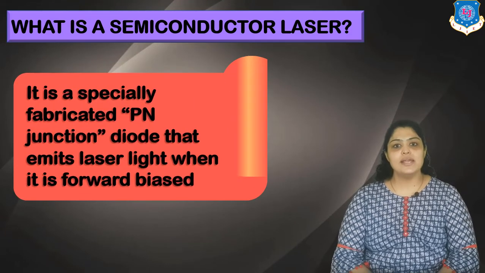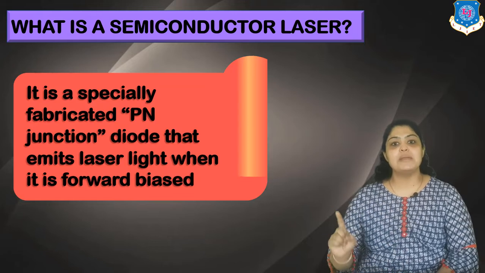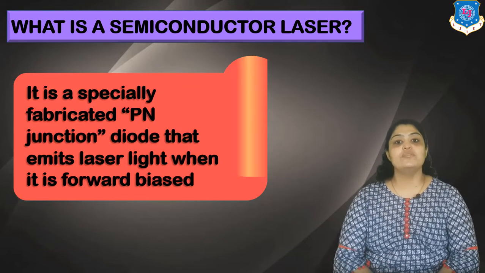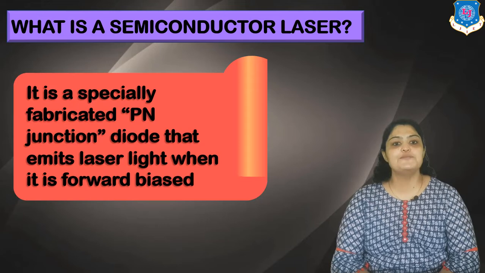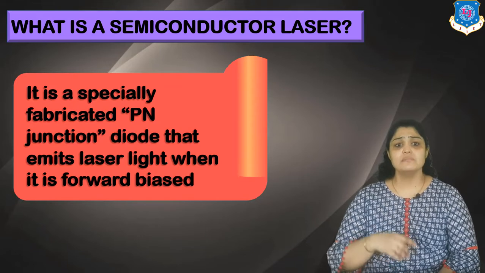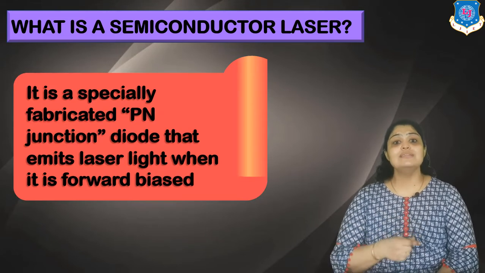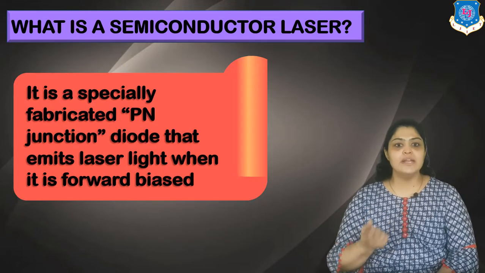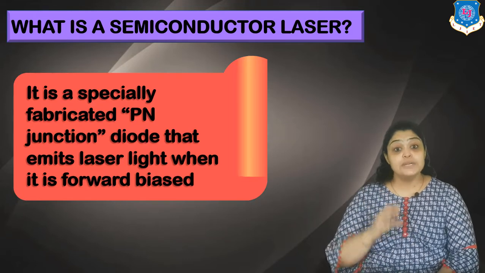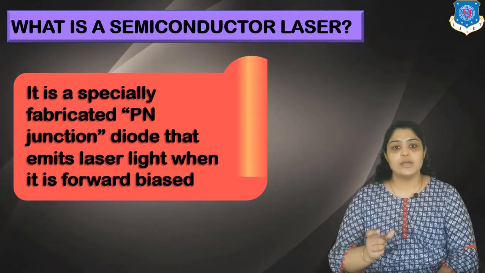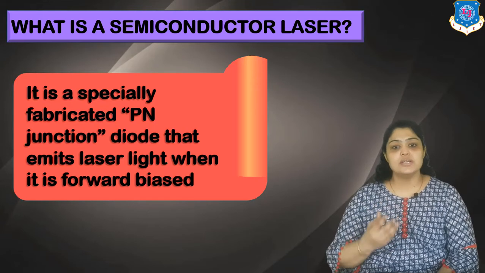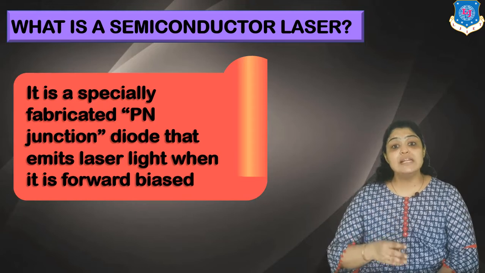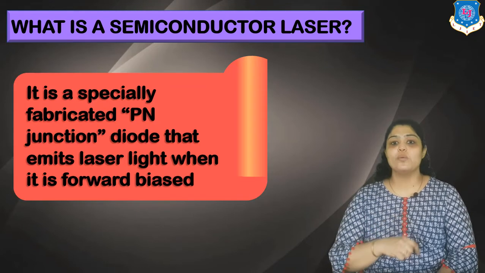A semiconductor laser is a specifically fabricated PN junction diode which emits laser light when it is forward biased. This laser uses semiconductor material, so I would say my active medium is a semiconductor, particularly a PN junction diode, which will emit light when it is forward biased.